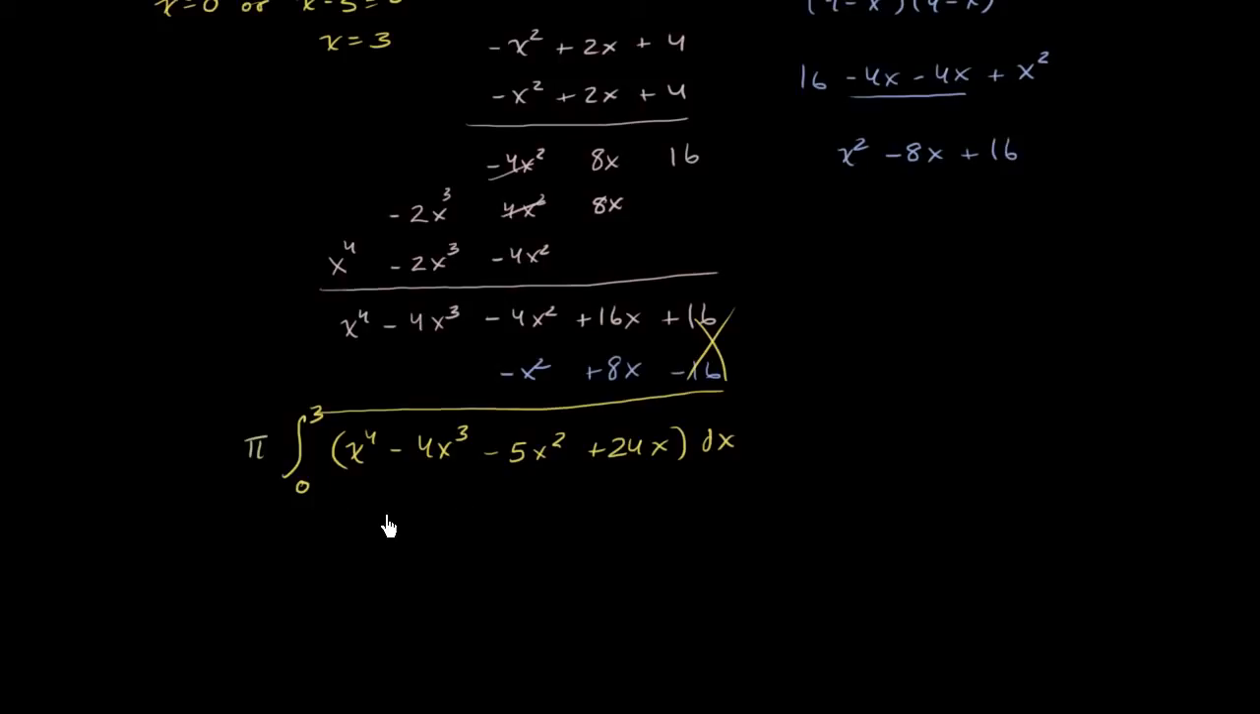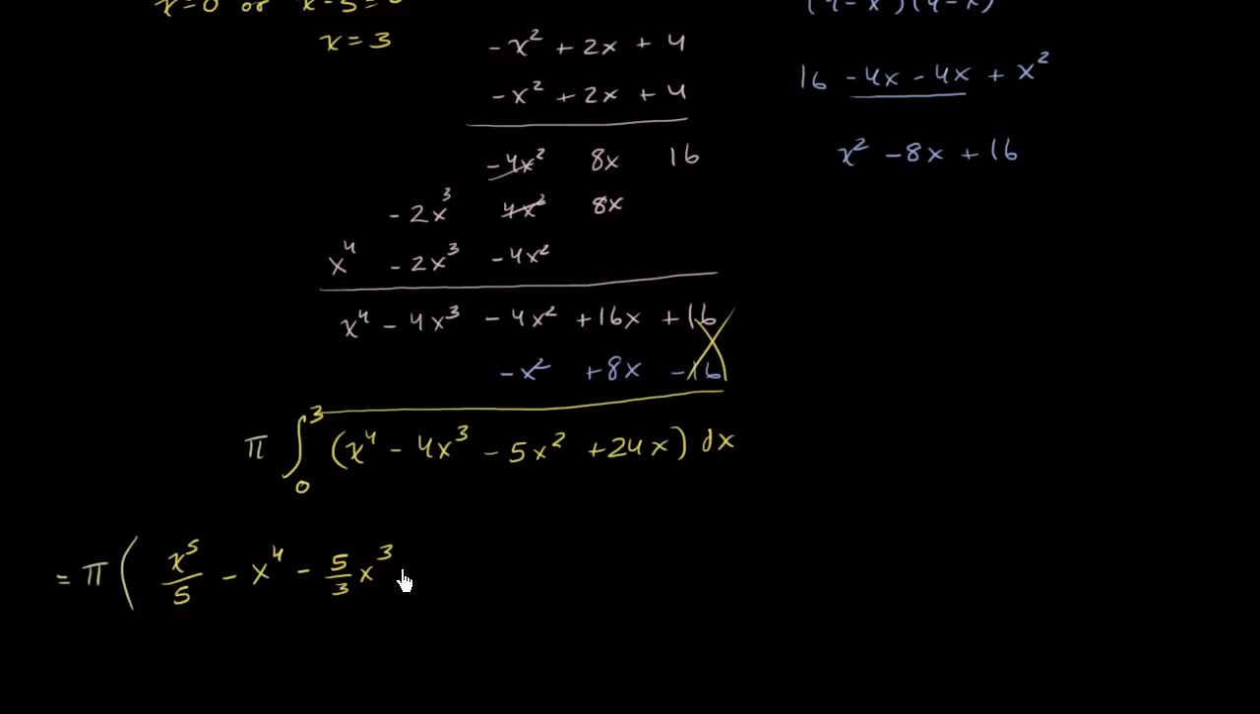Well, now we just have to take the antiderivative. And this is going to be equal to pi times the antiderivative of x to the fourth, which is x to the fifth over 5. The antiderivative of 4x to the third is actually x to the fourth, so this is going to be minus x to the fourth. You can verify that: the derivative is 4x, and then you decrement the exponent, 4x to the third. So that works out. And then the antiderivative of this is negative 5/3 x to the third. Just incremented the exponent and divided by that.